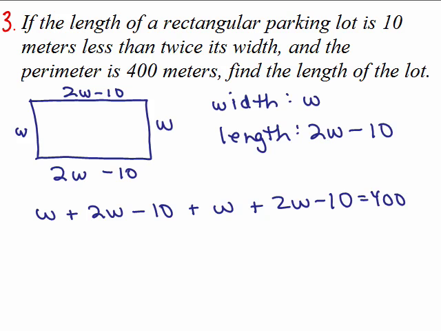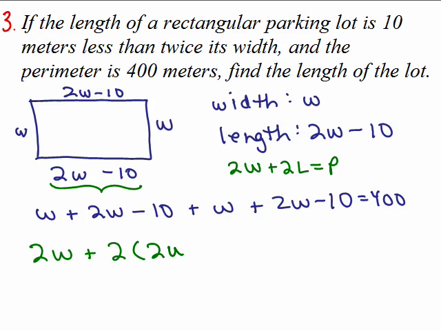Someone else might use the formula for a rectangle, which is 2W plus 2L equals the perimeter. And if you had written it that way, for the width you would put in W still, right? You would put 2W, but for the length, you would put in 2W minus 10, equals 400.